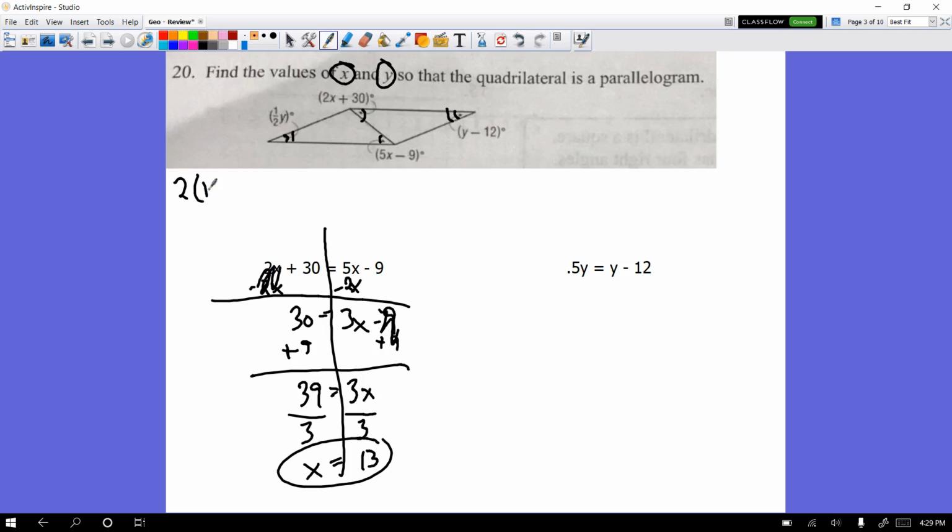So 2 times 13 plus 30, that's 26 plus 30. It should give me an angle measure of 56 right there. Now, if we're right, then 5x minus 9 should be 56 as well, because we know that those are alternate interior angles. So 5 times 13 minus 9. 5 times 13 is 65. Minus 9 is 56. Awesome. So we just verified opposite angles in a parallelogram are congruent.